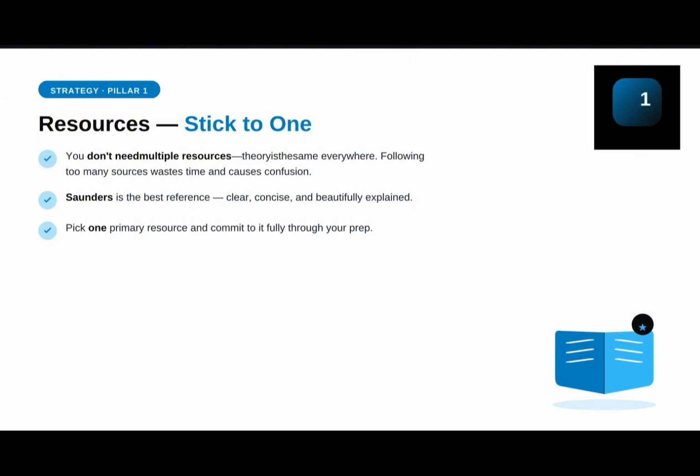If you need a reference for the theory, Saunders is the best book. It explains everything clearly, concisely, and beautifully. If you don't have that book, let me know in the comments and I'll send you the PDF of Saunders and Clicks review, where you can clear all your theories, right? So here I discussed the resources.